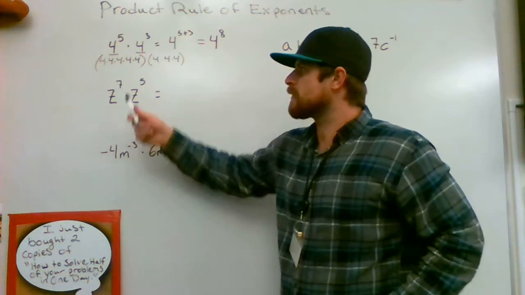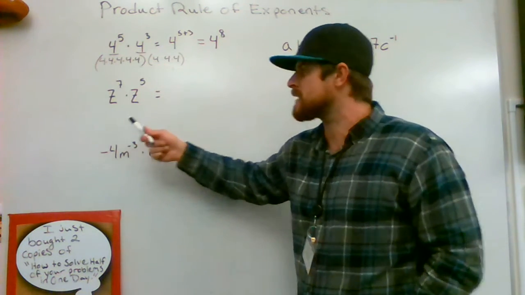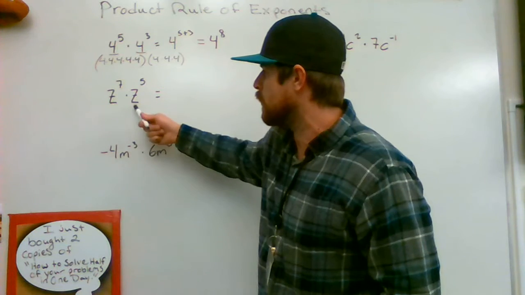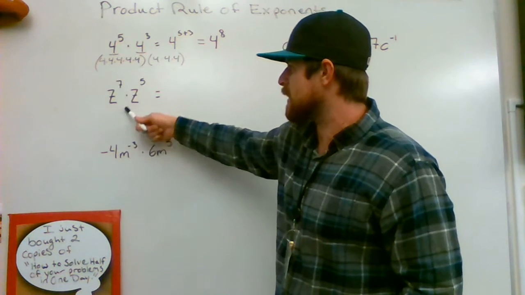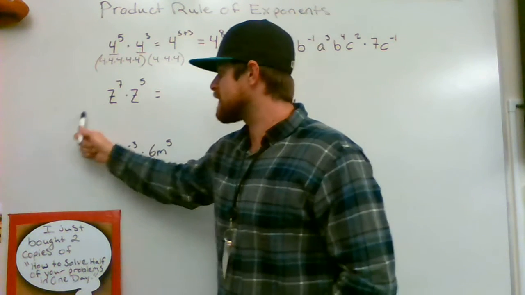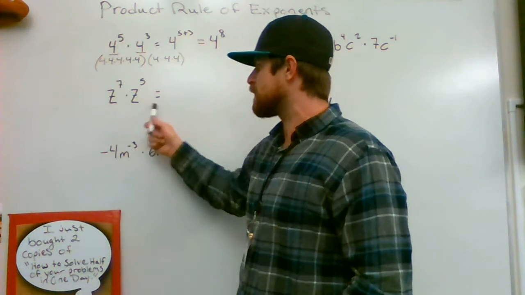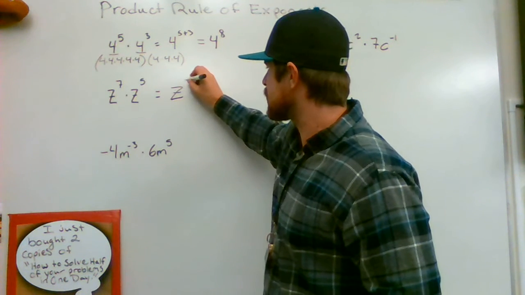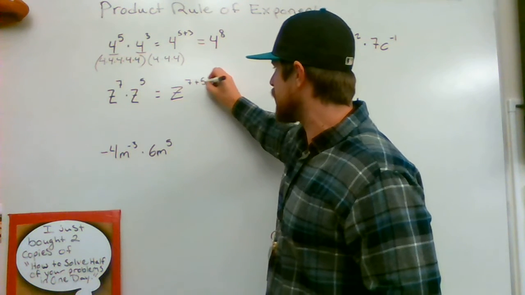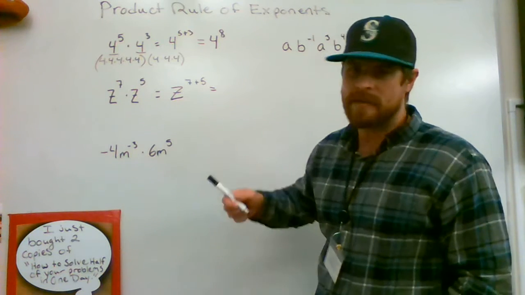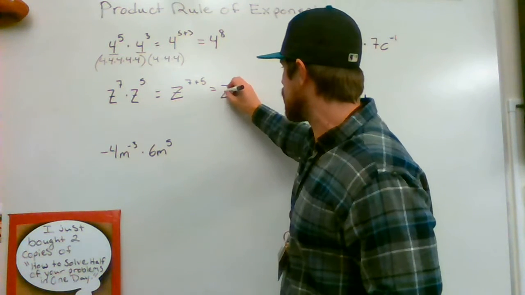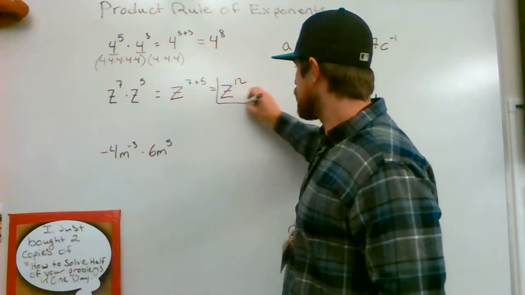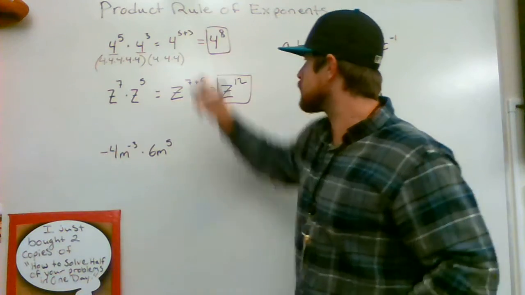Now, if we go down here, the only difference between this problem and this problem is now we're using a variable, z to the 7th times z to the 5th. That means we're going to have 7 z's being multiplied times 5 more z's. So all we have to do is say z to the 7 plus 5. We add 7 and 5 together, and we get a grand total of z to the 12th power. So here we have our first two answers.